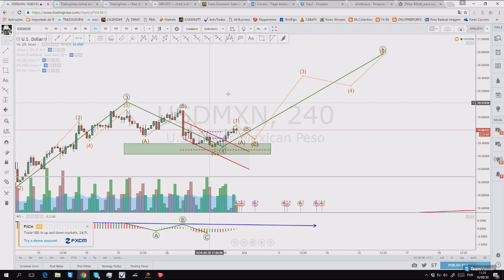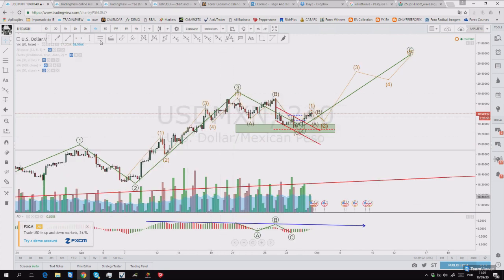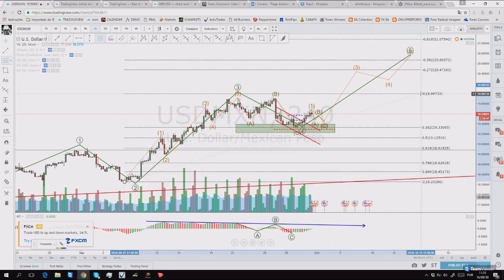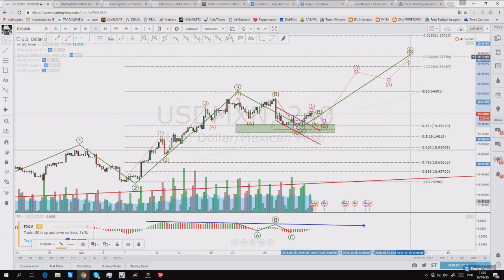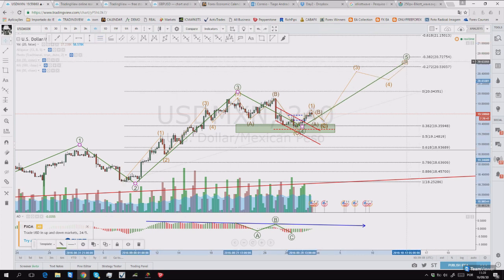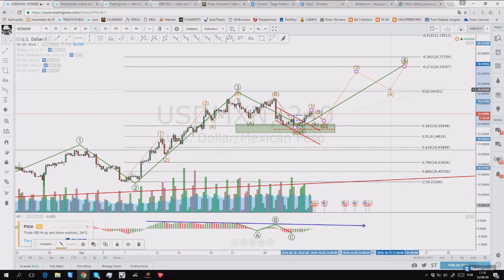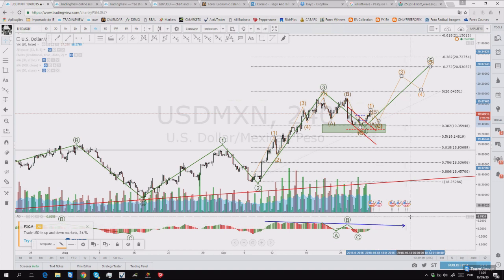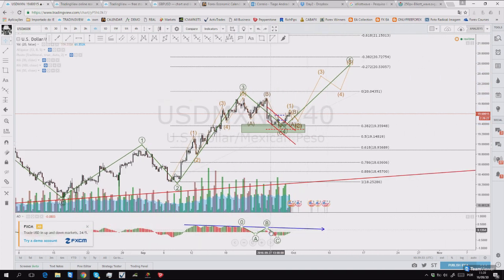I'm aiming at the 127 extension of my wave 3. So if this is wave 3, I'm aiming there. I'm aiming to get out there. And what do I know that's going to happen there? I know that the MACD, or this was ABC, it will do something like this.